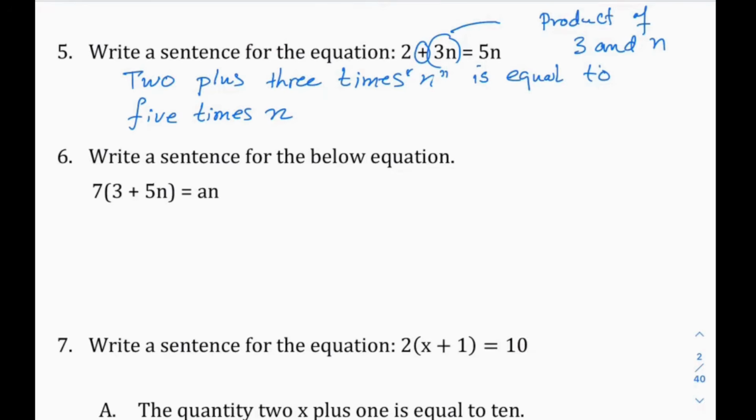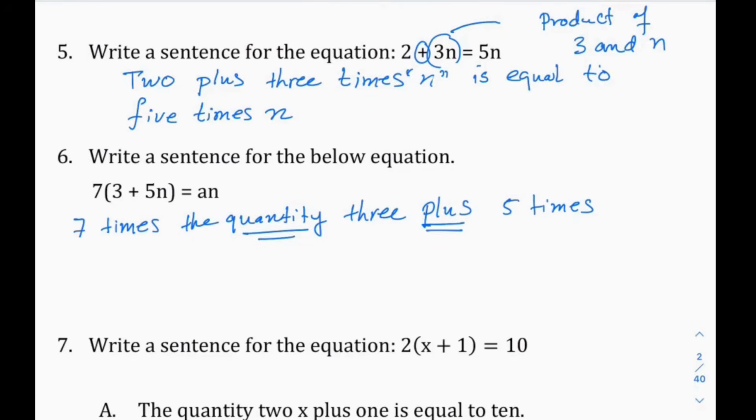Write a sentence for the equation below. Now we have 7 times. Since there is no operation, you will use times. 7 times what? Either you use the quantity or you use the sum. If you use the quantity, then you should mention what is in the quantity. Is it plus or minus? The quantity 3 plus 5 times a number n is a times n or multiplied by n.